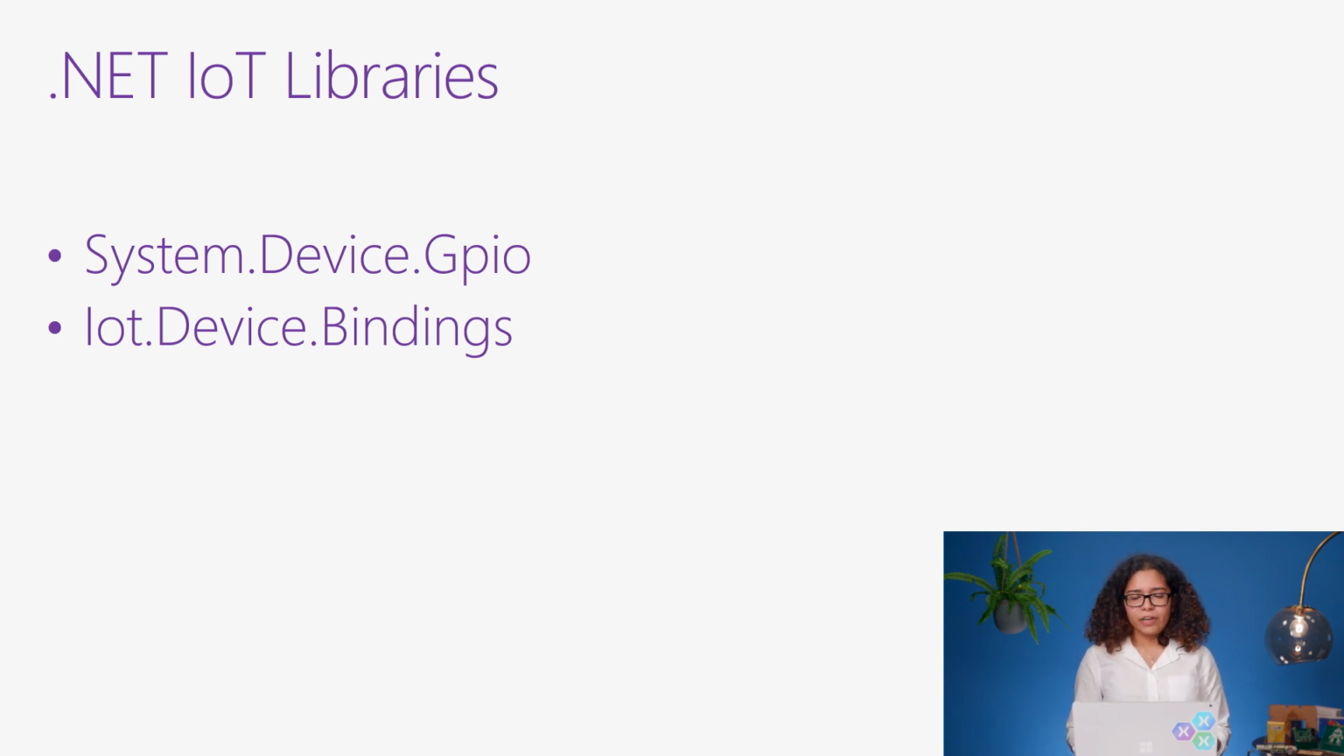The next library provided by .NET is the IoT device bindings. This is a community-maintained list of device bindings that can be used to control sensors, etc. In our advanced section of this tutorial, we will be using the BME280 binding to get some temperature readings.